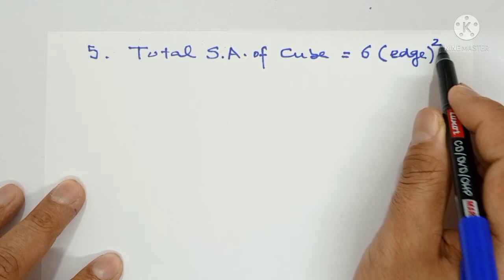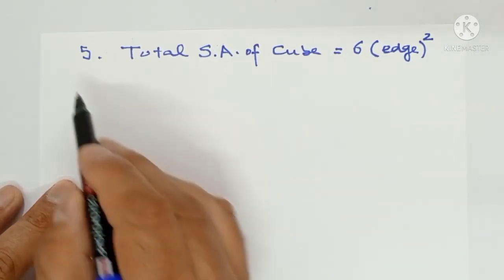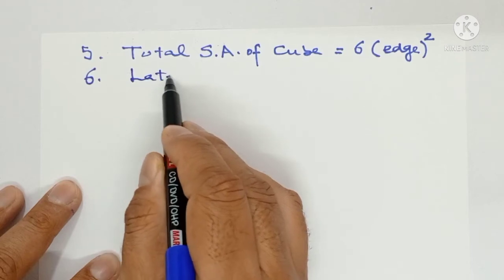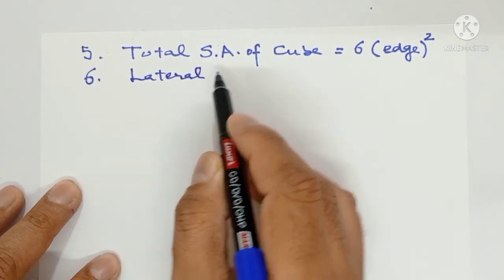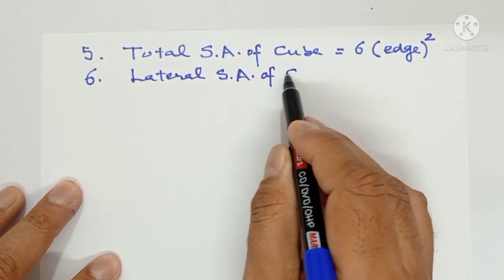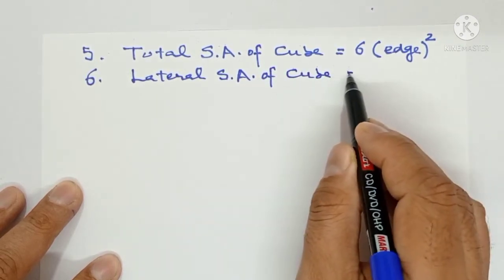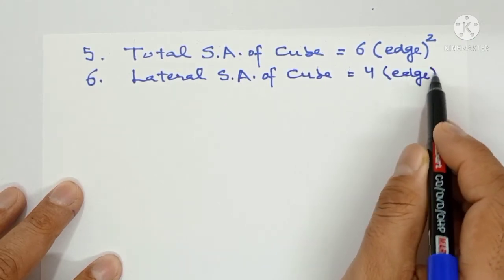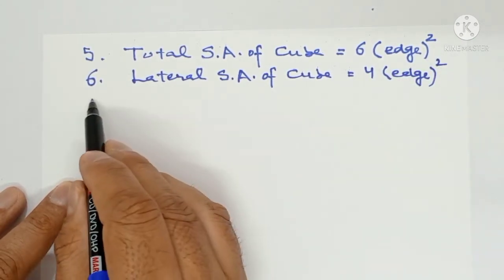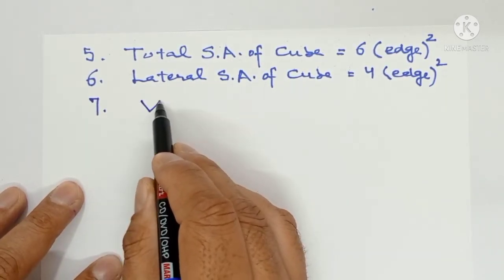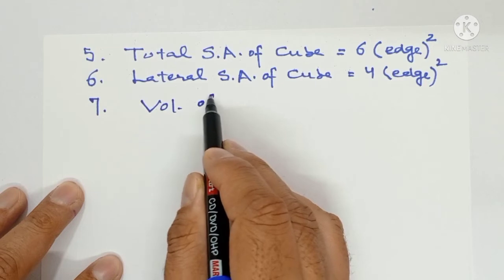Edge square can be written as side square also. Sixth, lateral surface area only means walls. Lateral surface area of cube is equal to 4 into edge square. Now, let's discuss volume of cuboid.